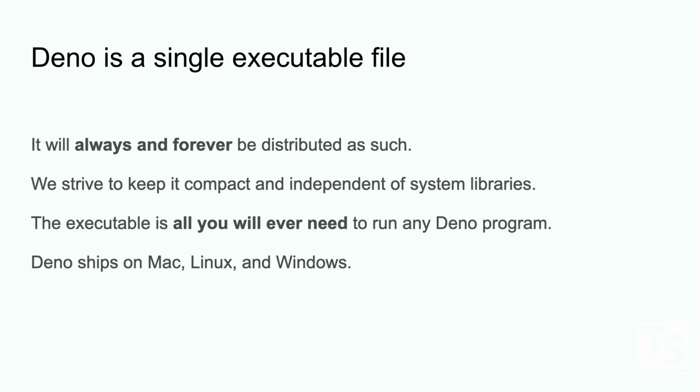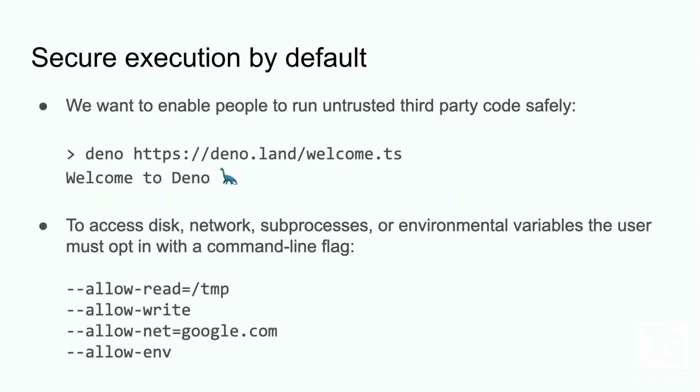So let me just tell you a bit about how this system works. So Deno is a single executable, and it's always going to be a single executable. So we ship a single file, and yeah, it works on Mac and Linux and Windows. And we just kind of strive to keep it independent from system libraries, right? We don't dynamically link to OpenSSL and whatnot.